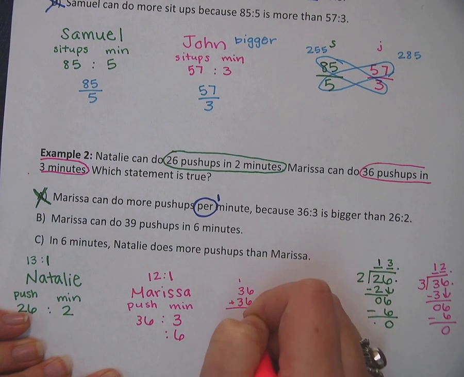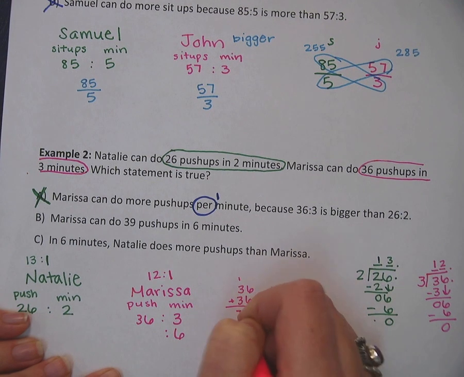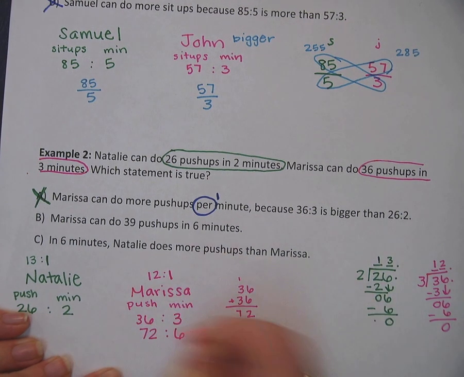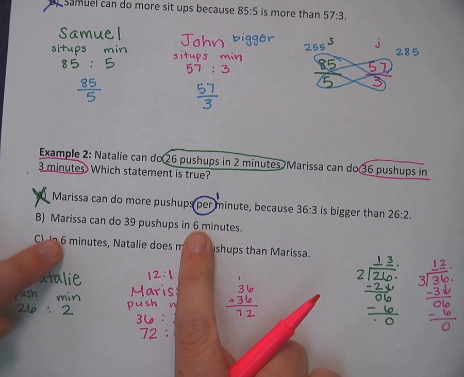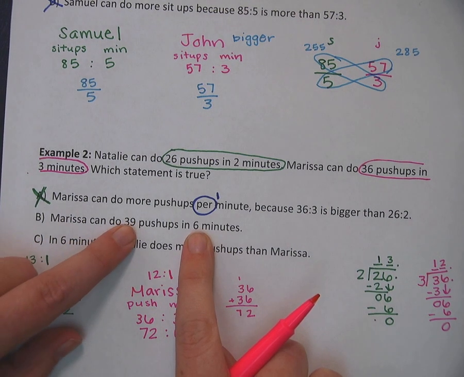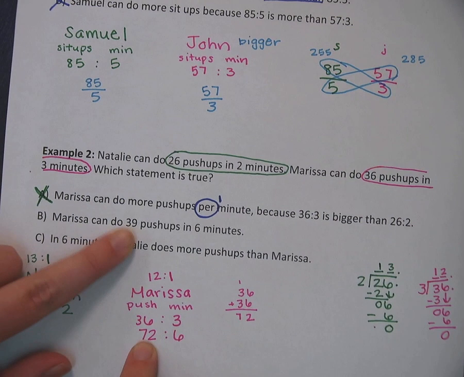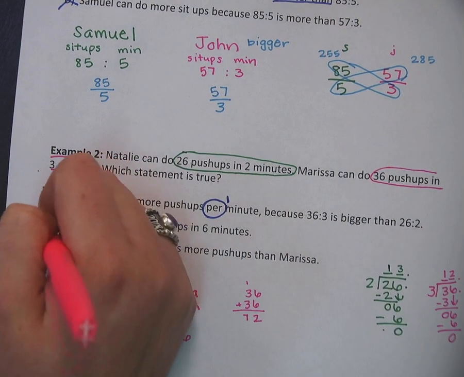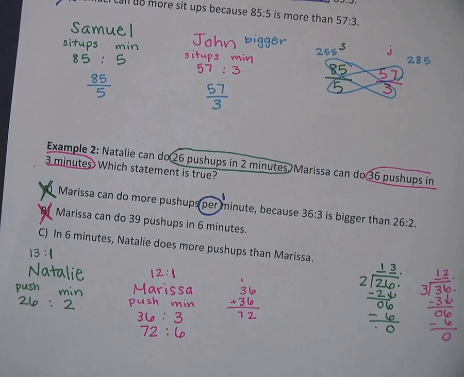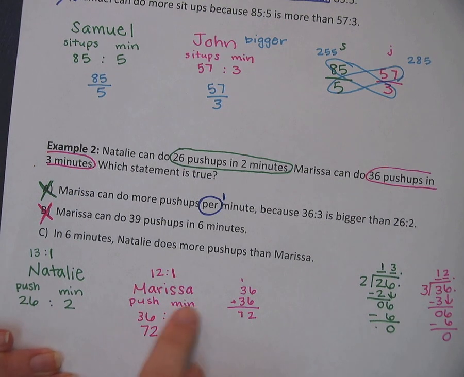6 plus 6 is 12. 1, 3, 3 gives me 7. So it gives me 72. So they said she can do 39 push-ups in 6 minutes. In 6 minutes, she does 72 push-ups. So that does not equal 39. B is also out. So guys, labeling, you can easily see minutes is here, push-ups is here. So make sure you label. All right, last one.